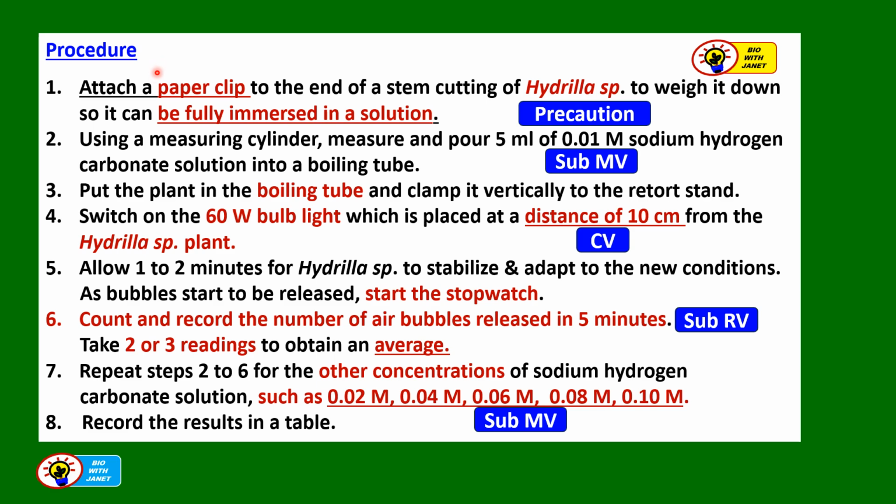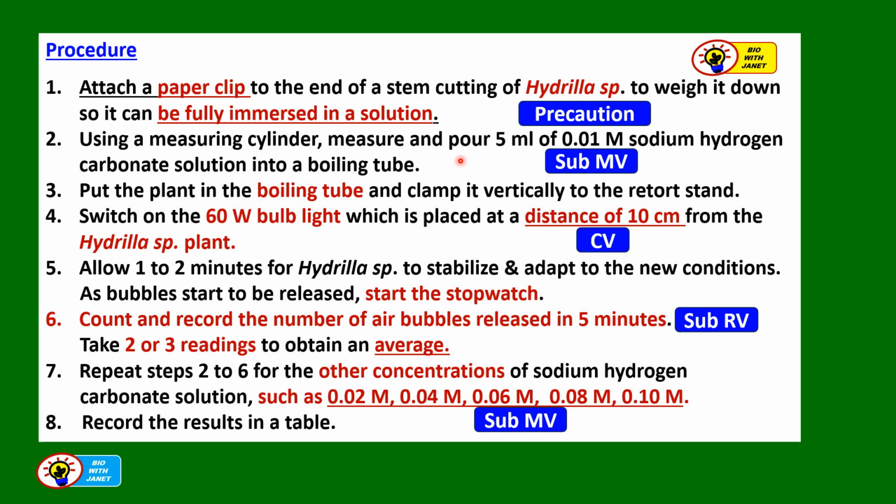The next step is to read the procedure again and try to identify the precautions, the MV, the RV, and the CV here, okay? So attach a paper clip to one end of a stem cutting of Hydrilla species to weigh it down so it can be fully immersed in solution. But first you have to cut the Hydrilla species to a certain length, like 6 cm or 8 cm. Now, using a measuring cylinder, measure and pour out 5 ml of 0.1 m sodium hydrogen carbonate solution into the boiling tube. By the way, the first step is called the precaution, okay, because you put the paper clip so that it's weighed down, then you can easily immerse it in the solution and you can count the number of gas bubbles released, okay, it's a precaution.